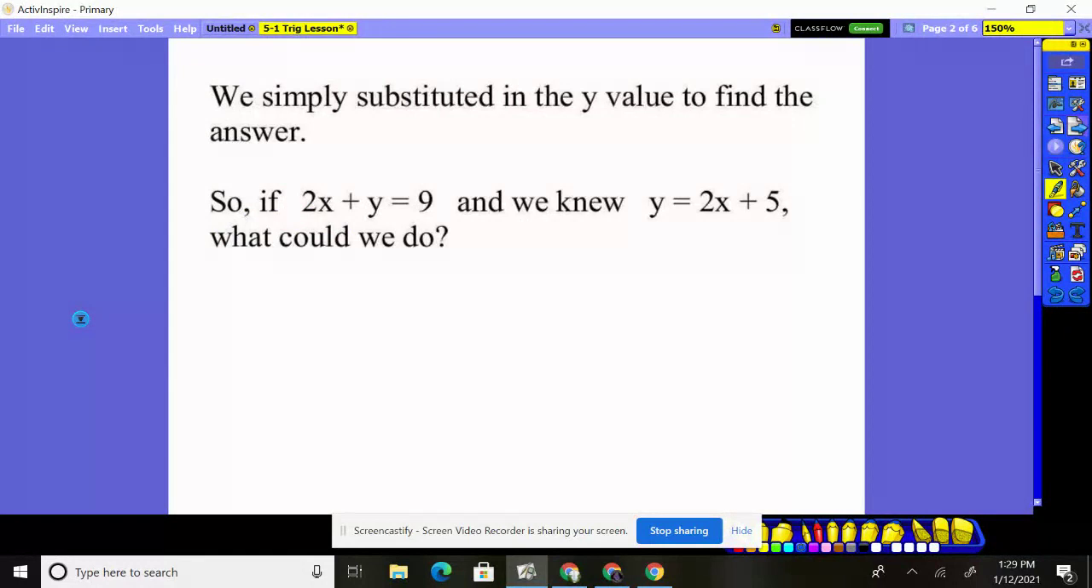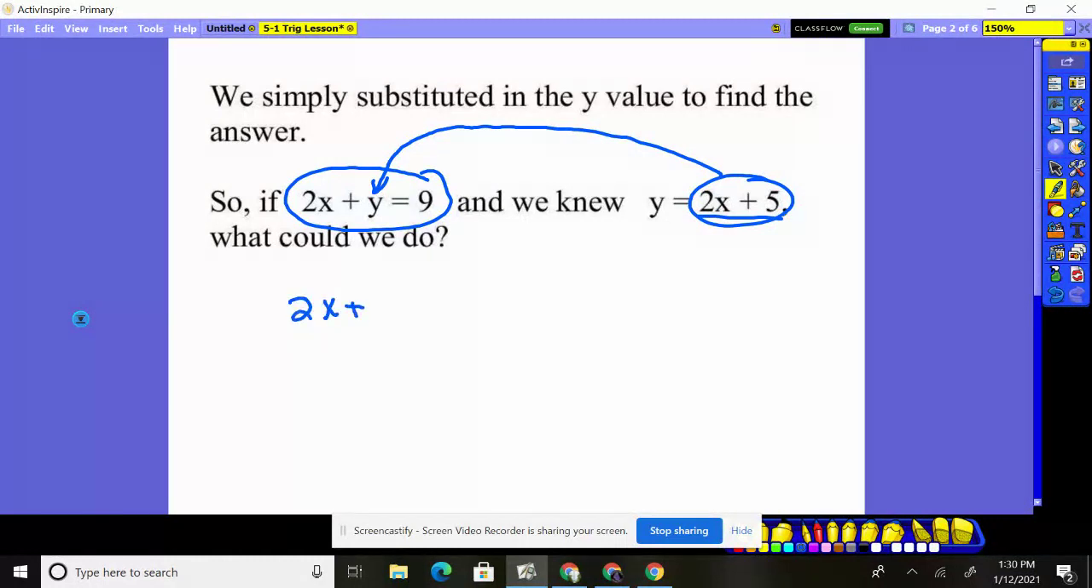So if 2x plus y is 9 and we knew y equals 2x plus 5, what could we do then? So we have this equation they gave us. And instead of saying y equals 5 or 6 or 7, it gave me an expression. Well, no big deal. I'm going to take that 2x plus 5 and plug it right into that y. Because then you no longer have y's, you have the whole equation with x's, and then you can solve it.